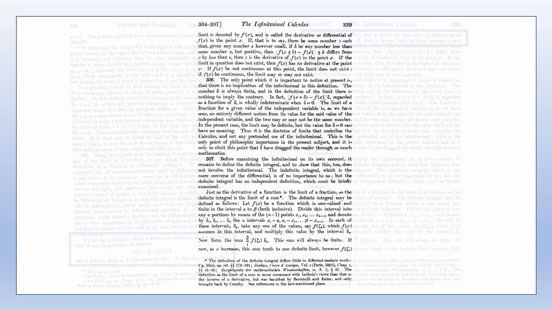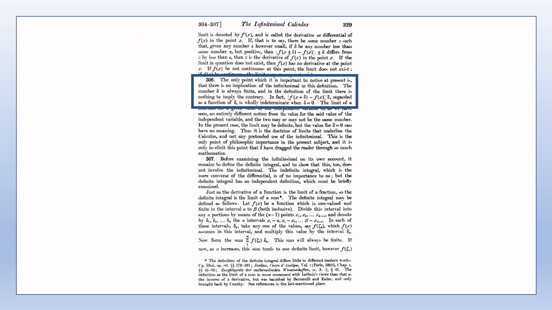And he then goes on to say, the only point which is important to notice at present is that there is no implication of the infinitesimal in this definition. The number delta is always finite, and in the definition of the limit there is nothing to imply the contrary. In fact, (f(x + delta) - f(x)) / delta, regarded as a function of delta, is wholly indeterminate when delta equals 0.